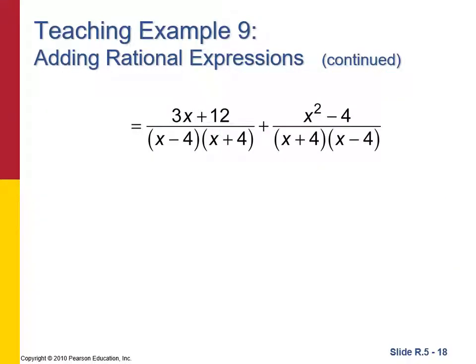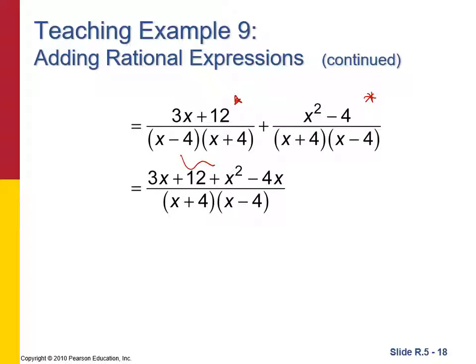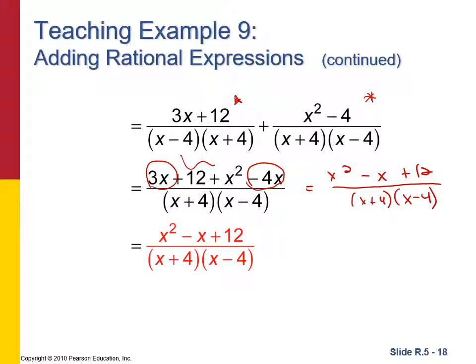And notice here, you can multiply this out, but it's simplified as 3x plus 2 plus x squared minus 4. Okay, so combine all of those terms together. We can do this, and that leaves us with x squared minus x plus 12 all over x plus 4 times x minus 4, right?